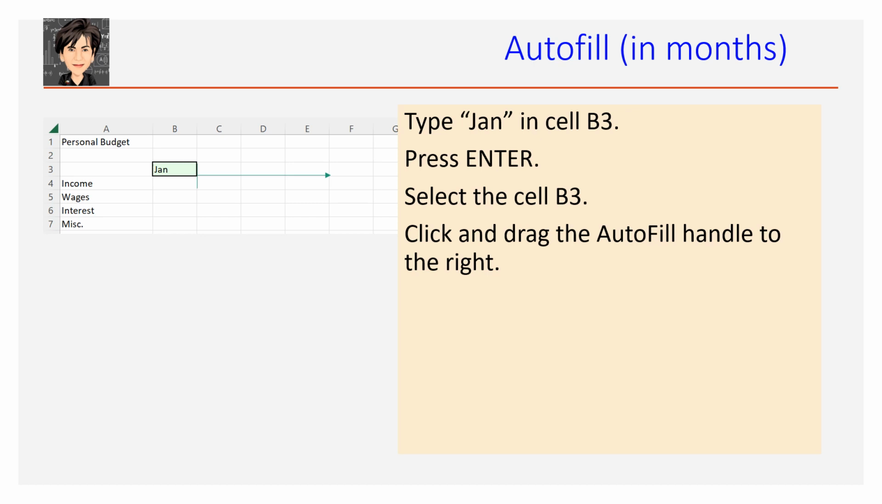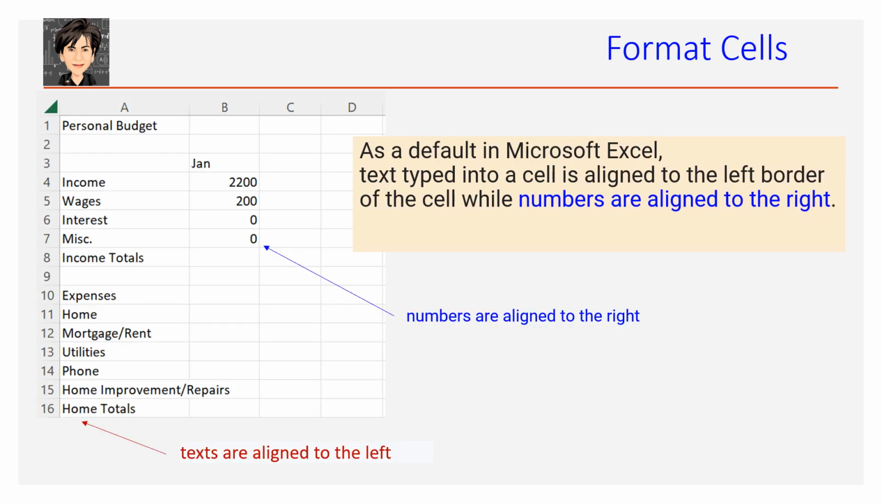the prompt for December. As a default in Microsoft Excel, text typed into a cell is aligned to the left border of the cell while numbers are aligned to the right. In Excel, you can format numbers in cells for things like currency, percentages, decimals, dates, phone numbers, or social security numbers. To the numbers of the cells B2 to B8, we are going to give them the currency format.